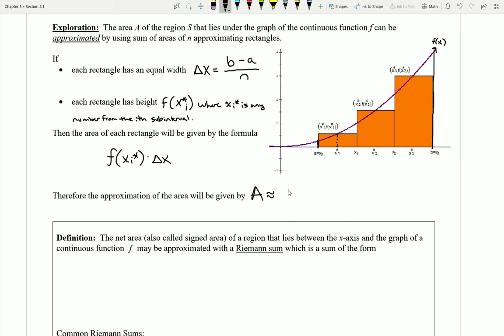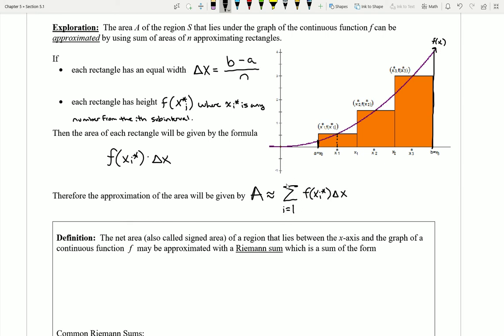And there is an easy way I can communicate that I'm going to be adding things over and over again, and that's with the idea of a summation. If I start here at rectangle number 1 and calculate its area, then I can add on the area for rectangle 2, and then add on the area for rectangle 3.